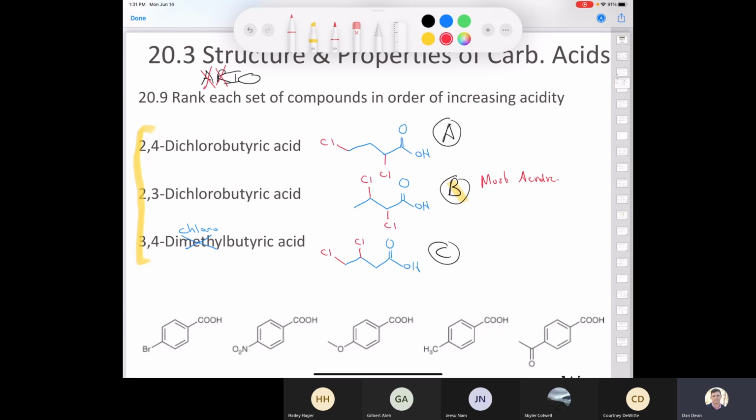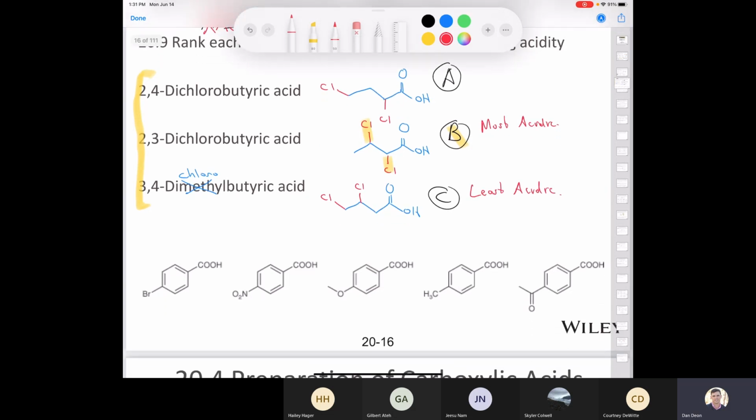We didn't use resonance to solve it. What was used was induction, right? Because the chlorines on this one are closer, right? This one and this one both have a chlorine in the second position, but this one's in the fourth position and this one's in the third. So B is the winner and C is going to be the loser, right? It's going to be the least acidic.